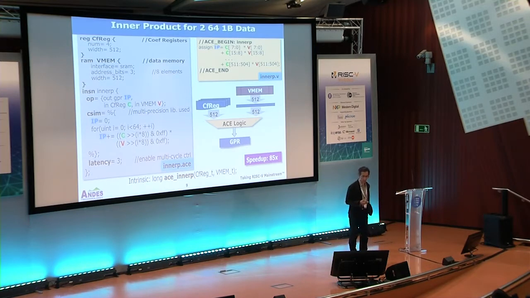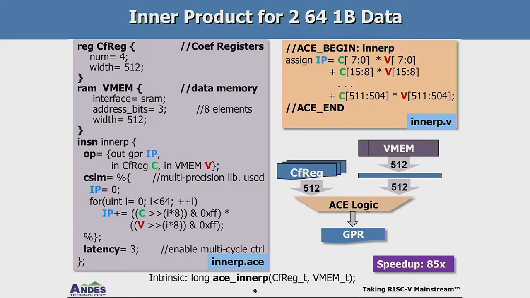So here's an example. We're going to do an inner product for 64 1-byte data. That is 512 bits, two 512 bits. Assume one of the inputs changes less, so we put that into what we call a coefficient register. The other one keeps changing more frequently, so we put it in memory. After you do the computation, the result is generated to the GPR. That is all defined in the operand attribute.